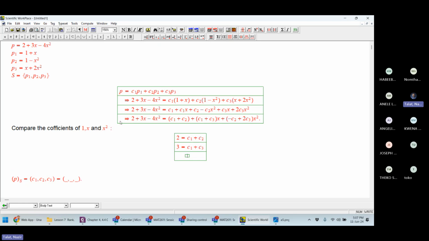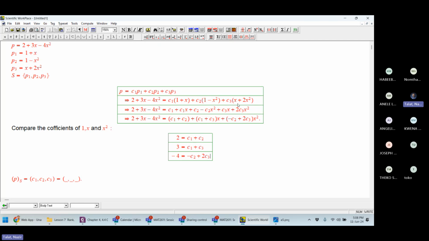And similarly for the coefficients of x squared, which is minus 4 on the left side, and on the right-hand side it's minus c2 plus 2 times c3. So this becomes a linear system. We can solve it by any method of linear algebra. Then we can find the values of C1, C2, and C3, and put them over here and you can check it later on.